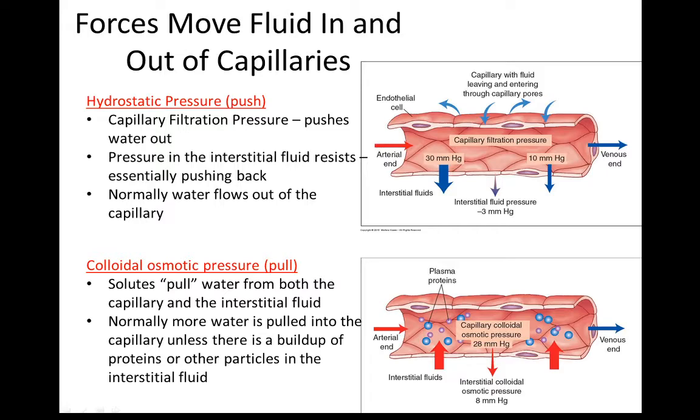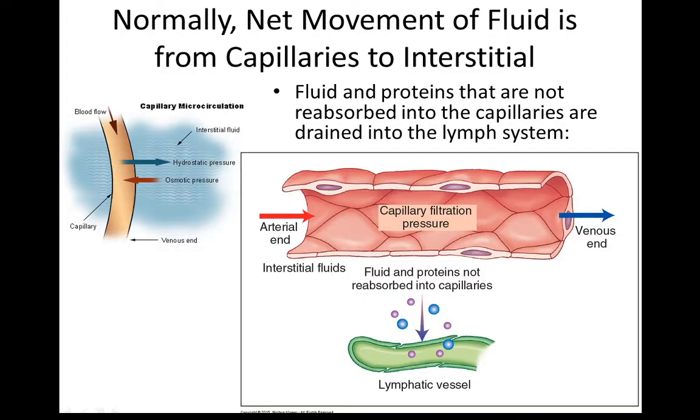So I just flipped back here so that you can see that the pushing force tends to push water out of the capillary. The pulling force, or the oncotic pressure, tends to pull fluid in. But when we look at the net movement, the fluid and proteins, fluid tends to flow from the capillaries into the interstitial space. And if you think about delivering oxygen to tissues, that kind of makes sense, and that's the direction we would want it to go. Fluid and proteins that are not reabsorbed by the capillaries will end up being drained via the lymphatic vessels.